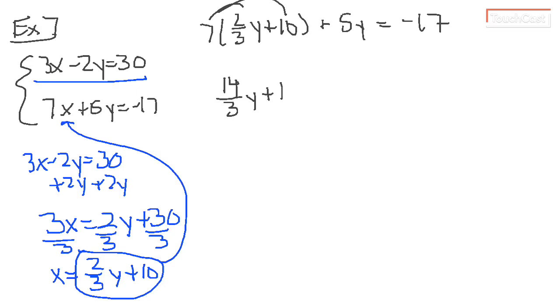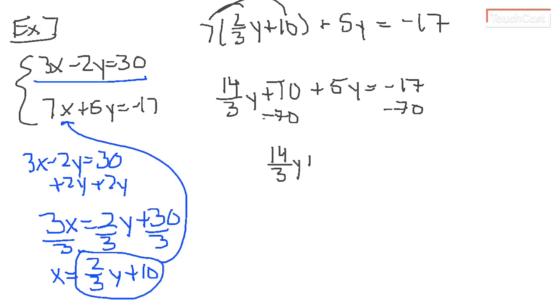7 times 10 is 70, plus 5y equals negative 17. Now we could move 70 over right away, and I like that idea. So I'm going to move 70 over by subtracting both sides by 70. So I'm going to have 14/3 y plus 5y equals negative 87.